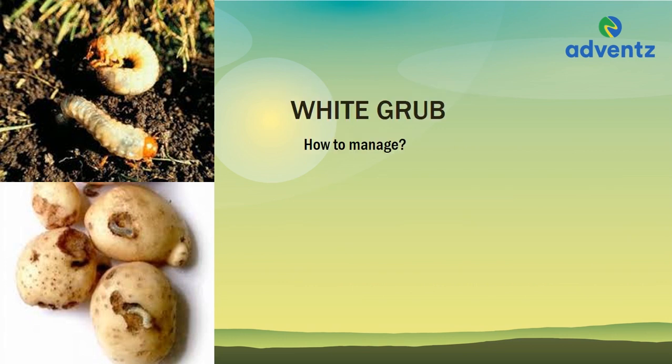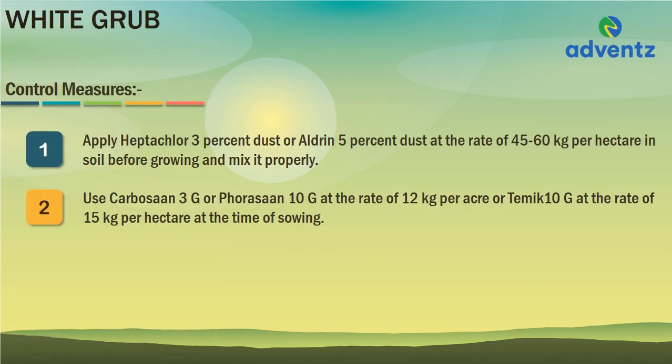White grub, how to manage? The control measure for white grub is to apply heptachlor 3% dust or aldrin 5% dust at the rate of 45 to 60 kgs per hectare in soil before sowing, mixing it properly. We can also use Carbosan 3G or Forasan 10G at the rate of 12 kg per acre, or Temic 10G at the rate of 15 kg per acre at the time of sowing.